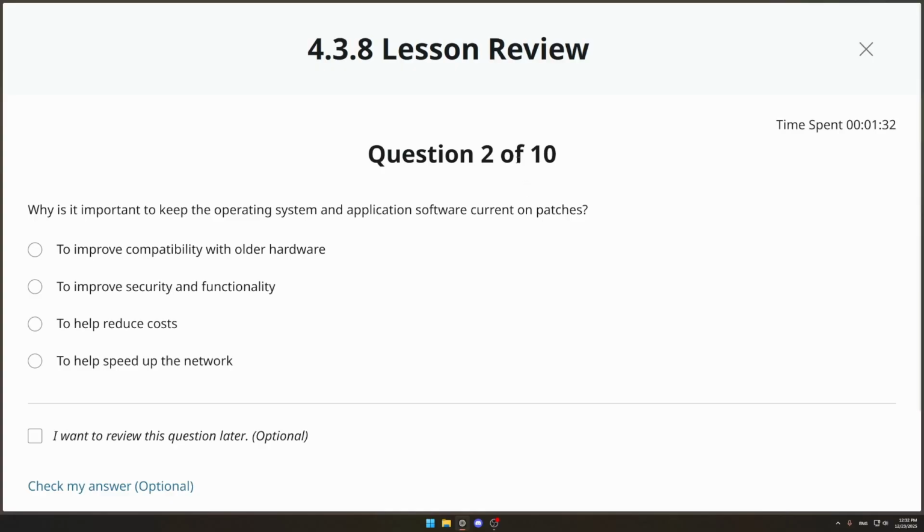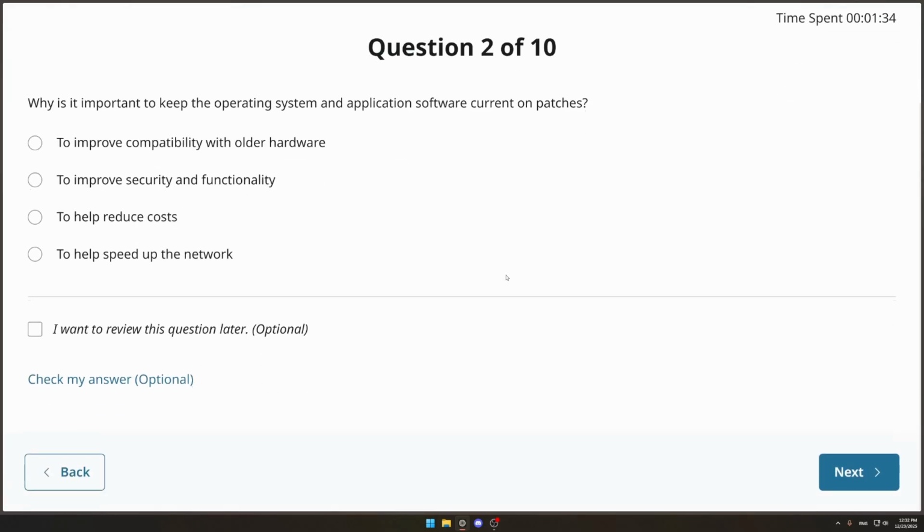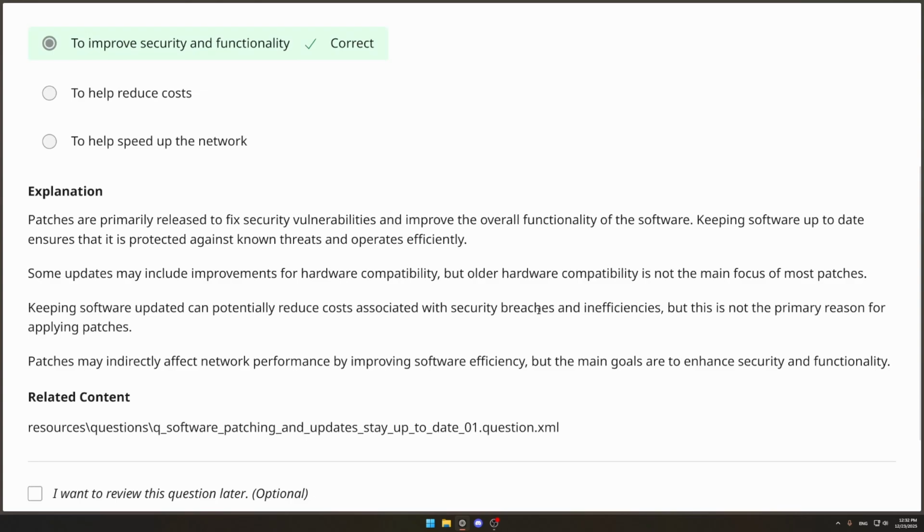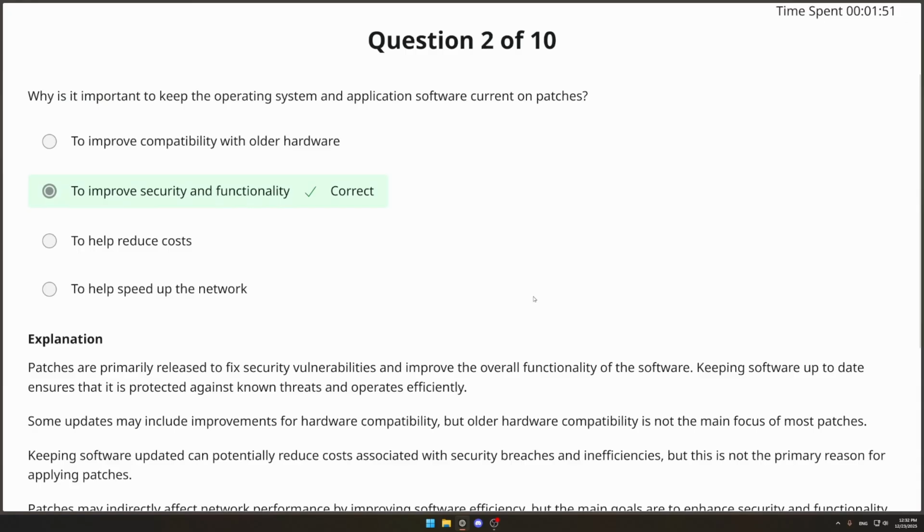Okay. Why is it important to keep the operating system and application software current on patches? To improve security and functionality. I talked about this in the last video. These updates are primarily for security functions. And even if those aren't the primary functions, there is almost always bug fixes. And if you know where there are bugs, there are unintended consequences, memory leaks, out of bounds access, etc.